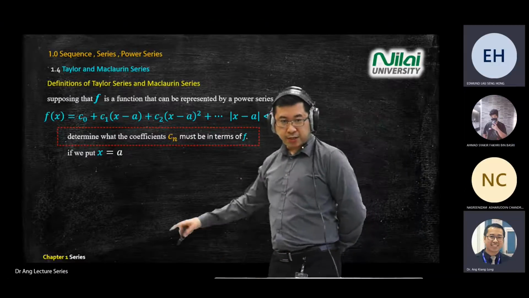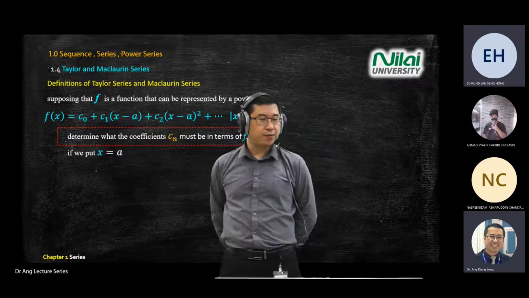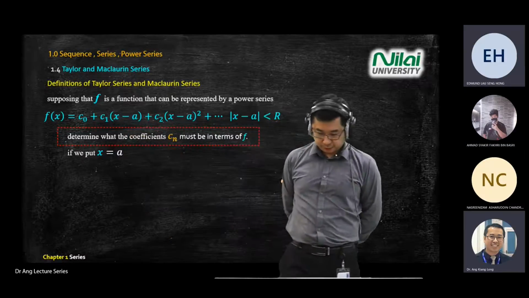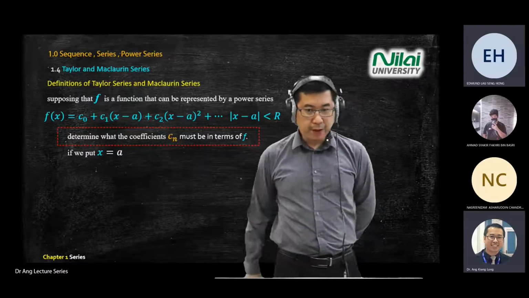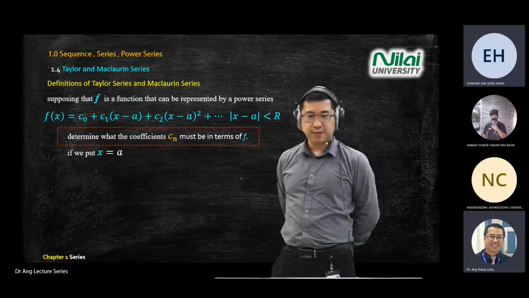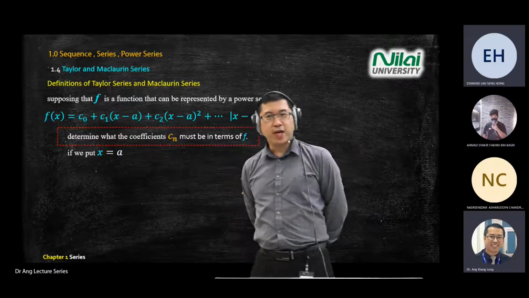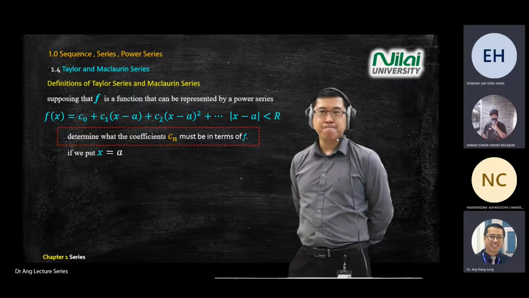Shakir, what is C0? What do you understand about C0 in a power series? What is C0? 1. 1 is a solid number, right? Yeah. Okay.